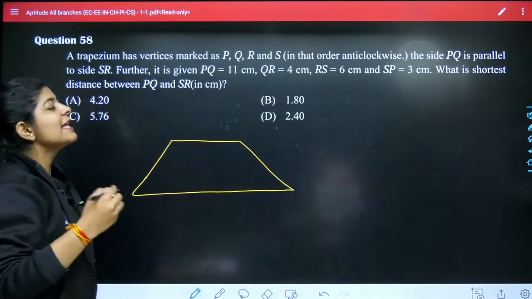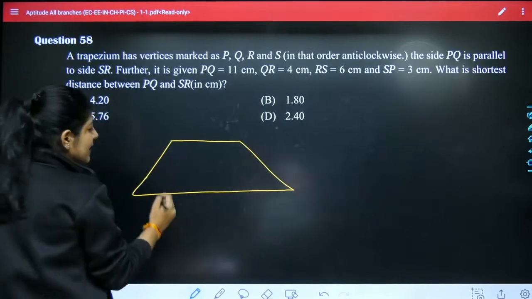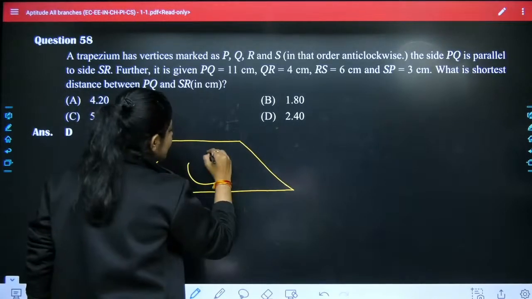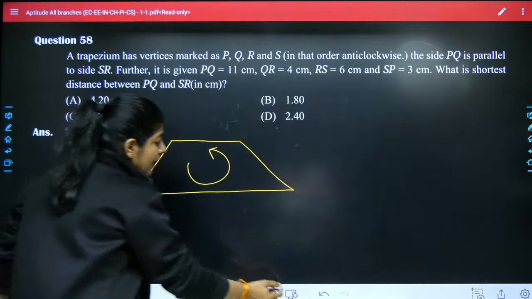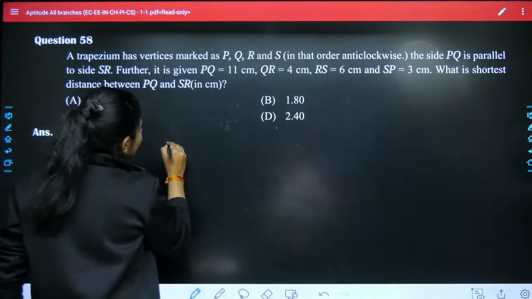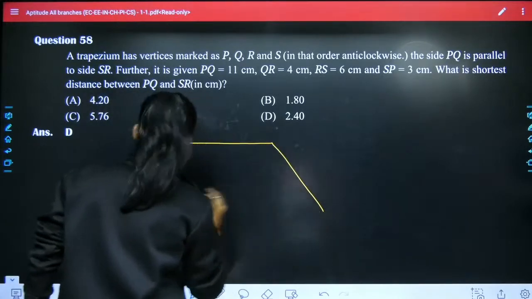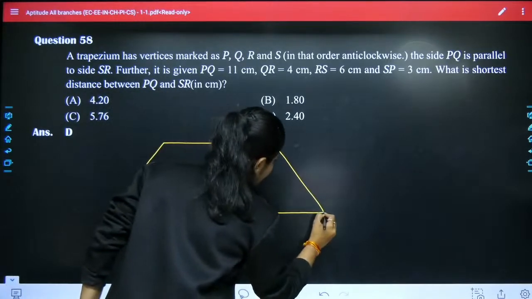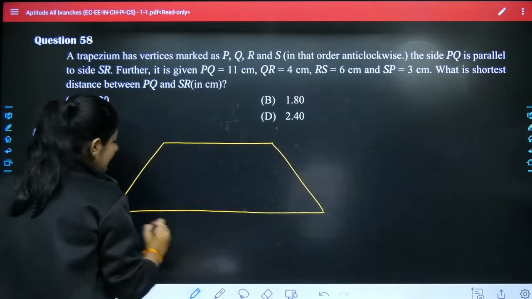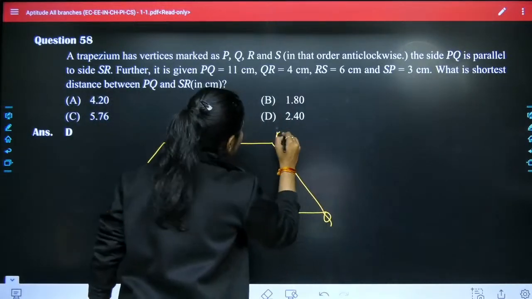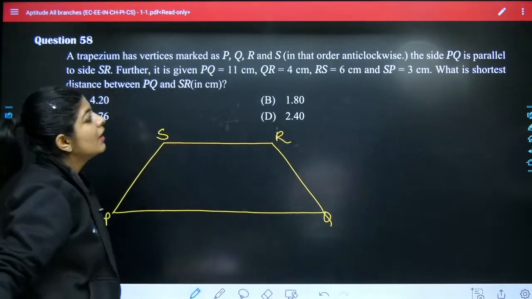And it is named PQRS in the anti-clockwise direction. In anti-clockwise direction, that means in this direction, right? So if we draw the trapezium, it looks like this. Here we can write P, Q, R, S.